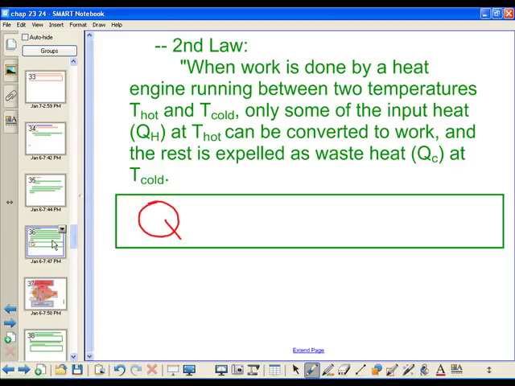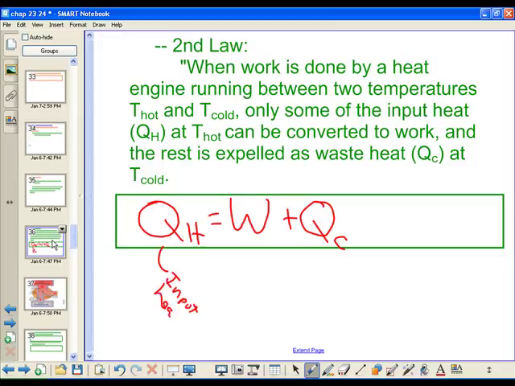So we can say that QH equals W plus QC. QH is the input heat, W is the work, that useful work, and QC is our waste heat.